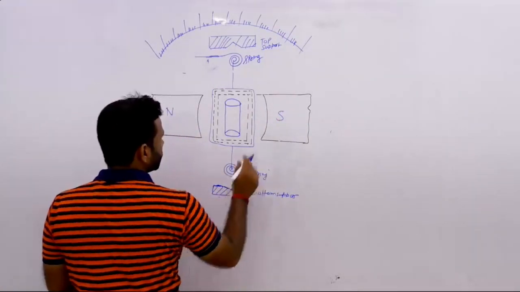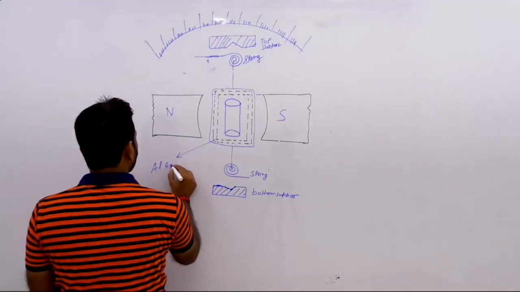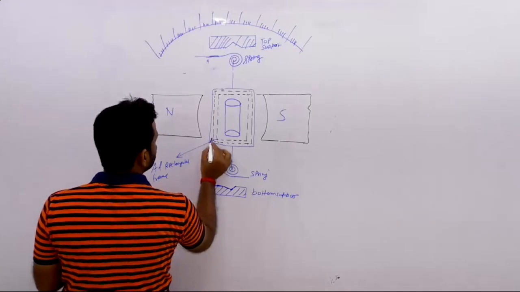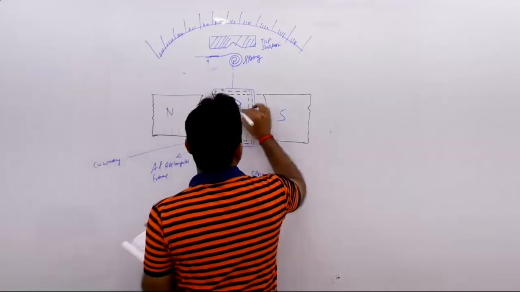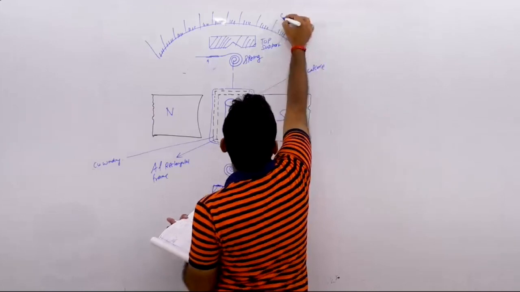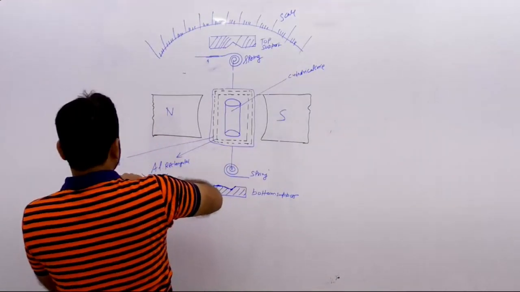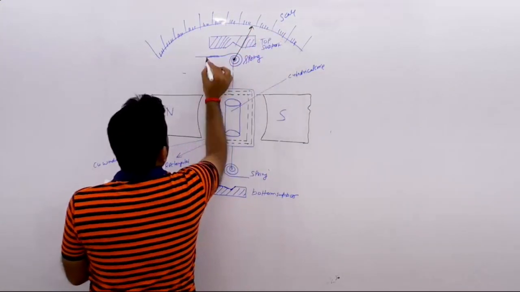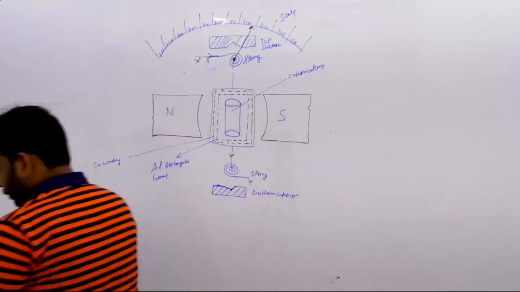It is north south. Then this one is called aluminium rectangular frame. Okay, and this is a winding, copper winding, and this is your cylindrical core, and this is your scale. And on there we have a spring, the pointer also. Suppose your pointer is here like that, and it is your current. This is X, this is Y terminal. So these are the things.